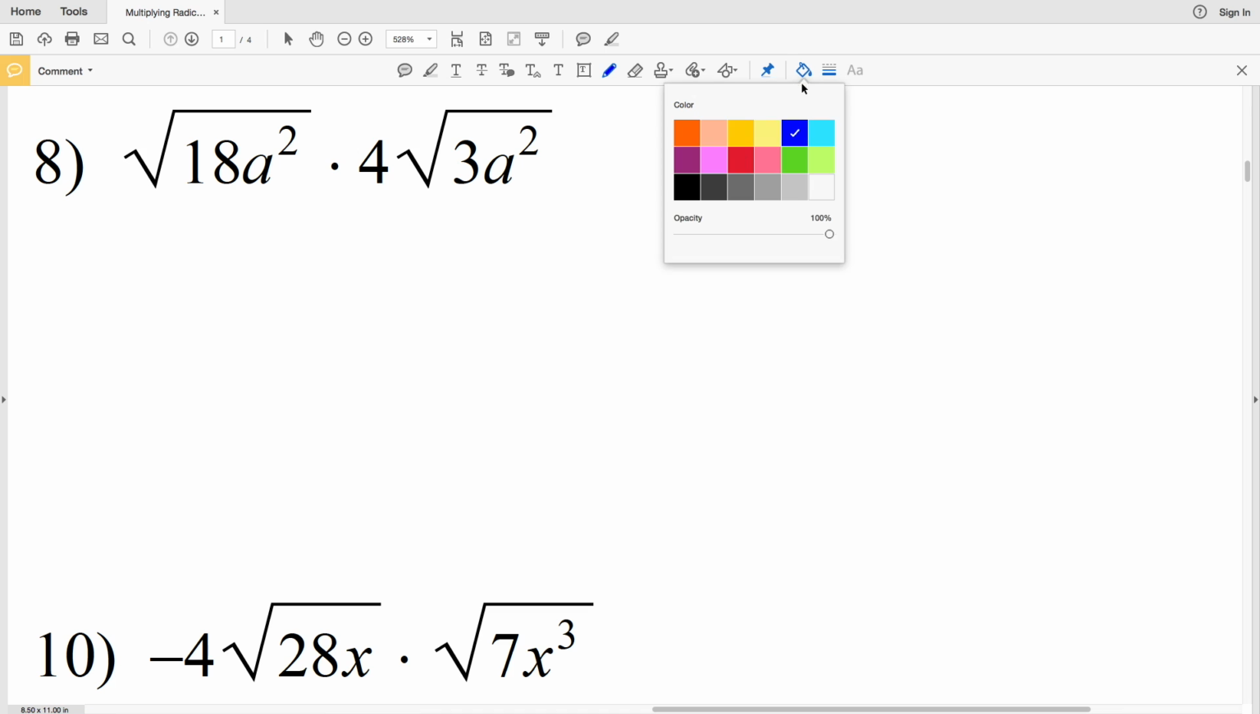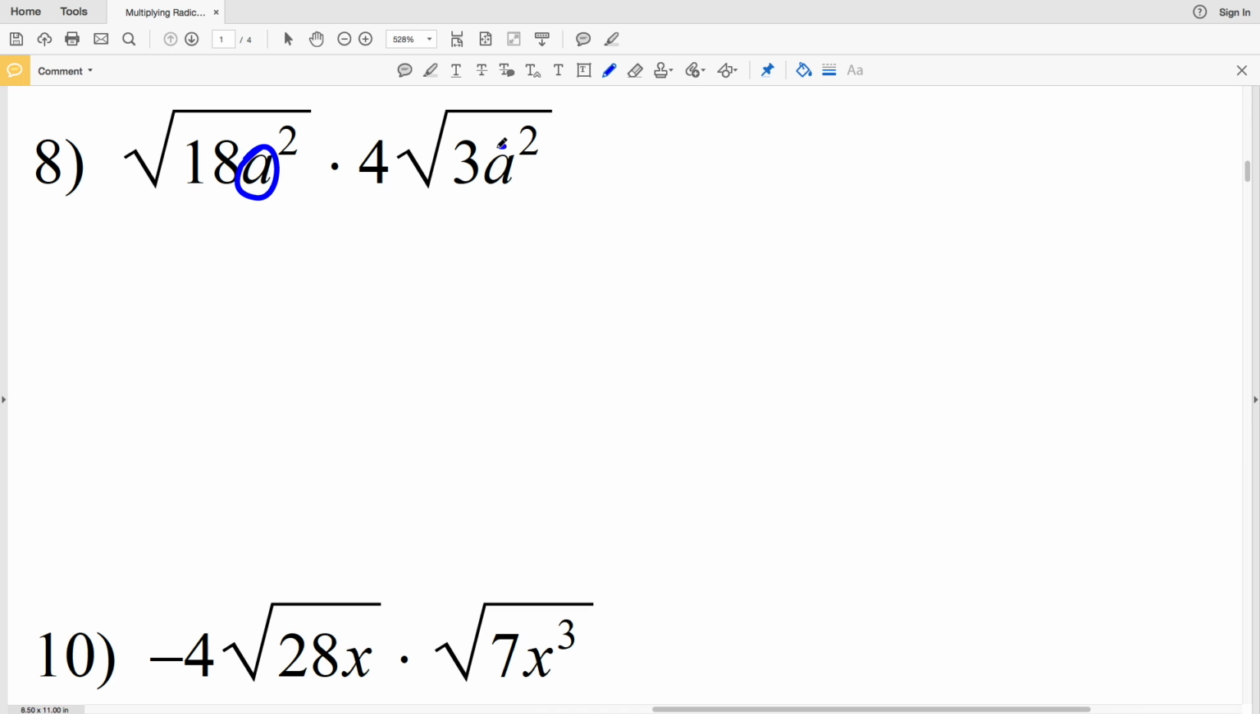And number 8, because my a values have exponents of 2 in each square root, I'm going to pull them out at the start. So I'll have a times the square root of 18 times 4a times the square root of 3.